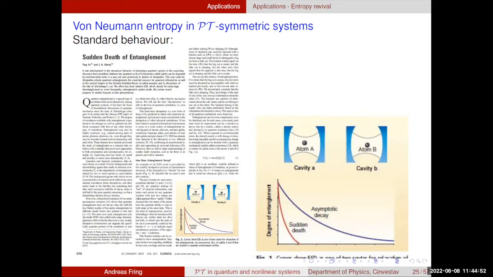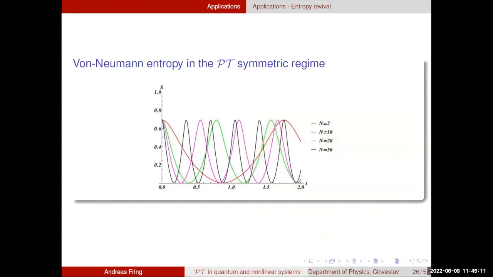One can calculate von Neumann entropies, and one can formulate this in a non-Hermitian system as well. The typical behavior you expect is what is called sudden death. It's a very rapid decay of the entanglement or the entropy, instead of an asymptotic decay. If you look at this in the PT regime, which in general behaves in the same way as the Hermitian system, we observe this. This is a rapid decay.